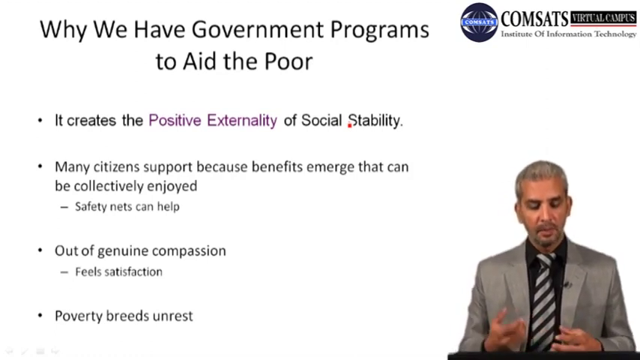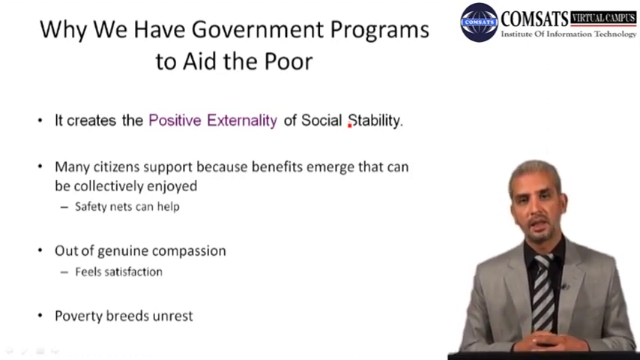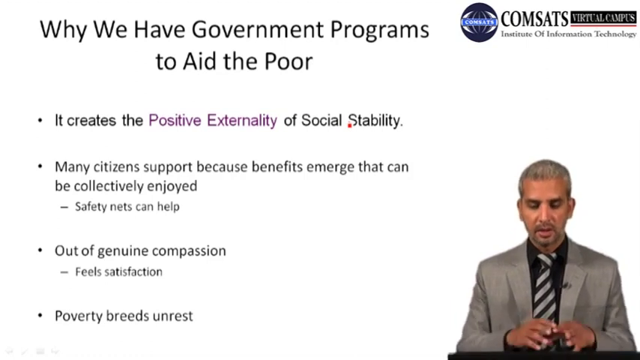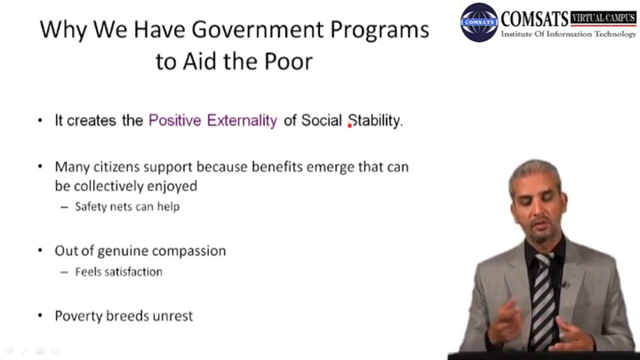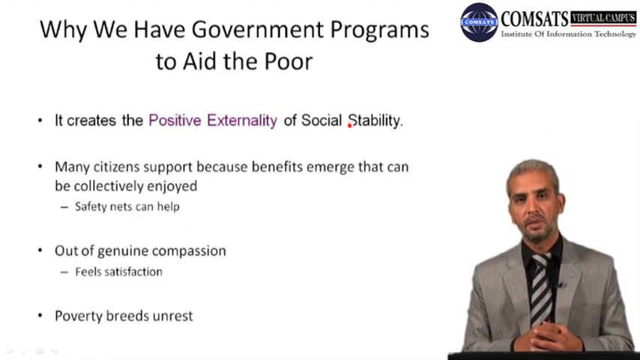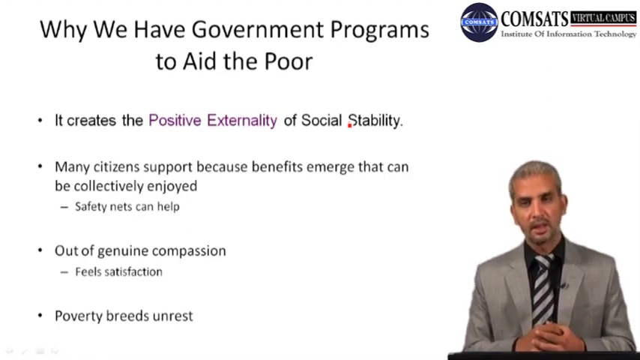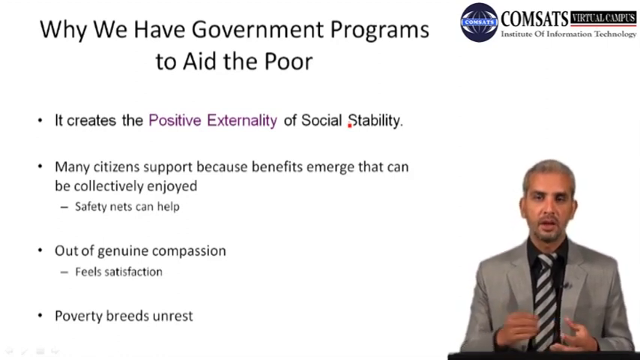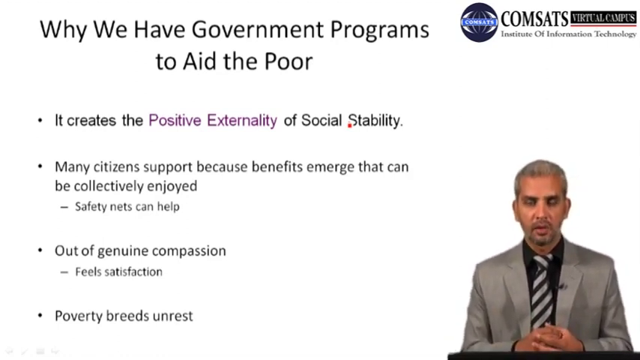Then there would be people who would be considering that the support for such programs is because there is genuine compassion in the people, and they would feel satisfaction when certain government programs are helping people out of below poverty levels.